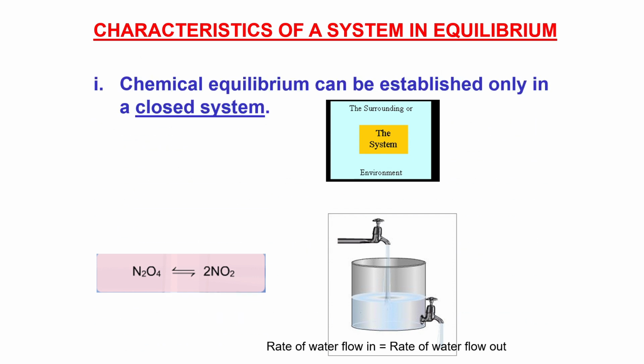Let's say kita ada satu sistem. A chemical equilibrium can be established only in a closed system. Closed system bermaksud sistem yang tertutup.